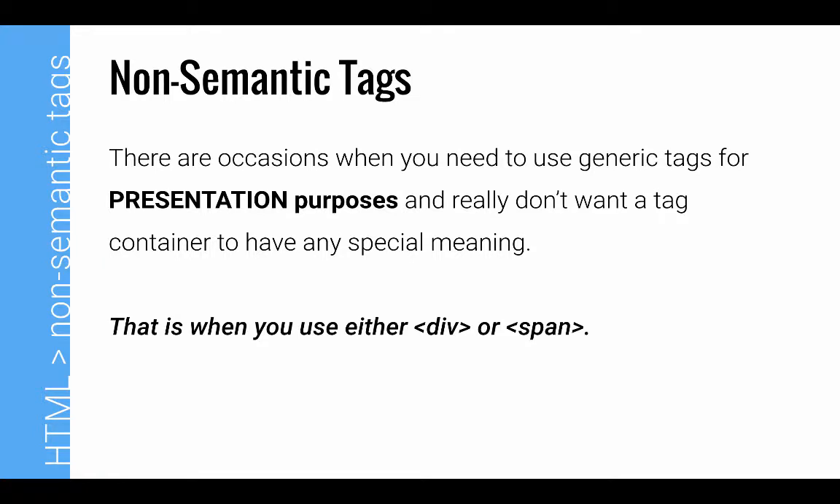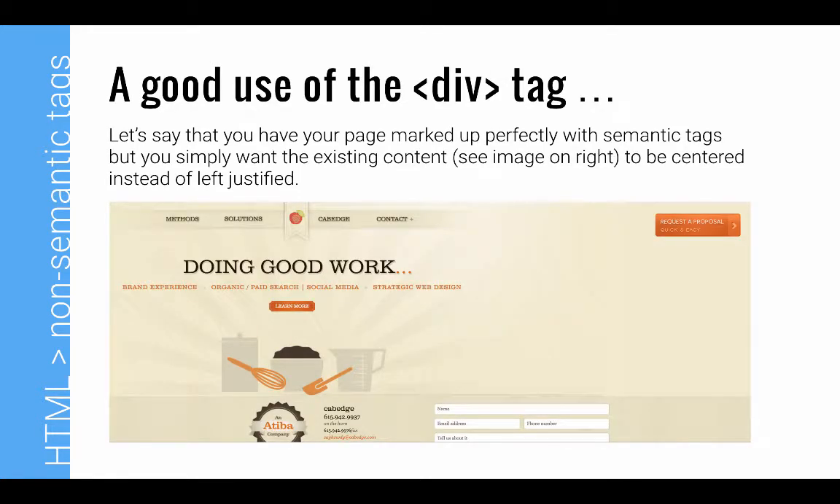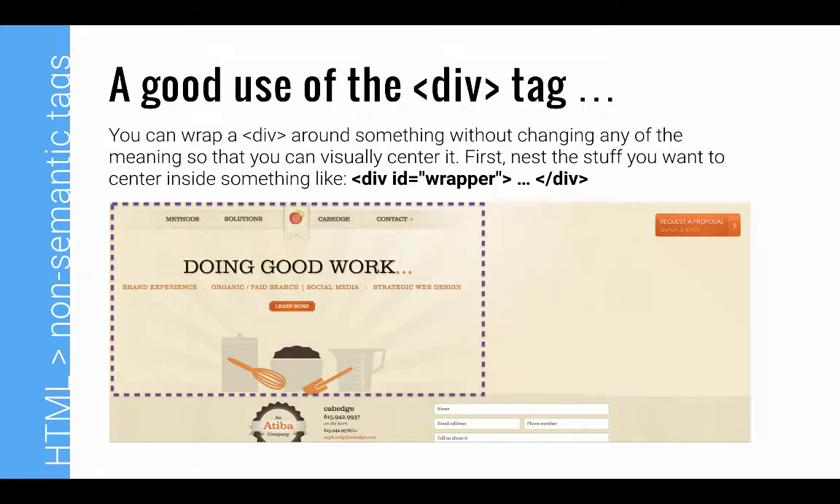There are times for presentation purposes that you would want to use generic tags that are not supposed to carry any special meaning with them. For instance, a good example would be if you wanted to take some work that semantically looks perfect, it's all marked up just right, but when you look at it visually, you go, wait a second, we really need to center it, and that would be a better experience for people who can see. To do that, you might take what is existing and add a wrapper around it.